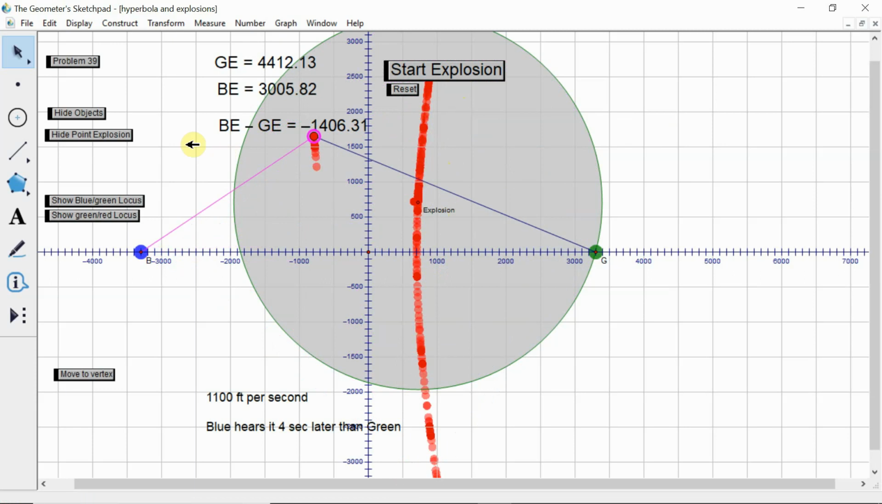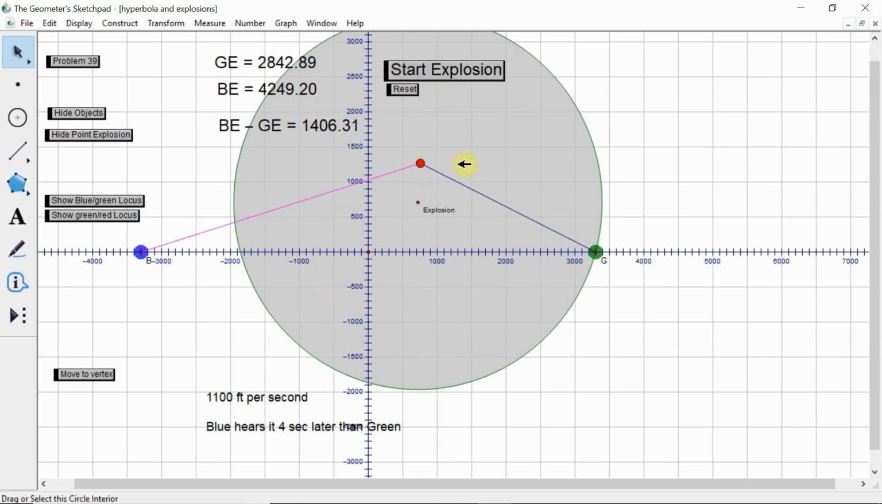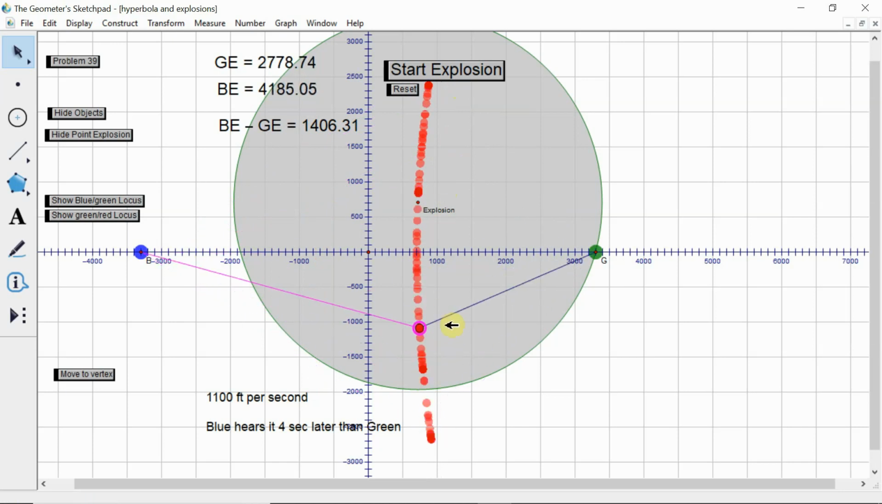Now, I know it's not on the other branch over here, and I hope you can say that too. If I'm on the branch where this blue listening post is being swallowed up by it, then that means blue should have heard it first. But green heard it first, so it must be on the hyperbola closer to green. So I'm not going to make you do anything with this, but it's a really interesting connection as to how a hyperbola was practically used.